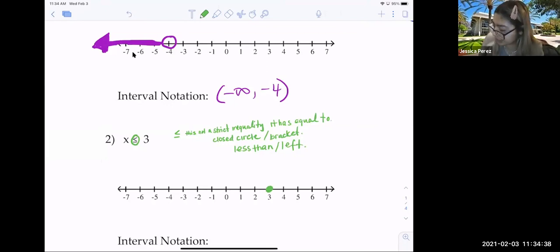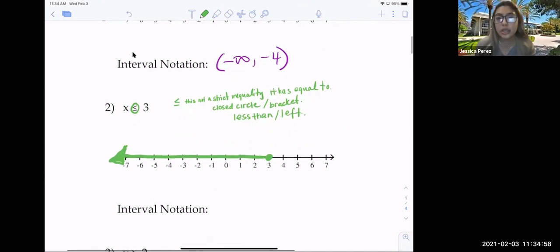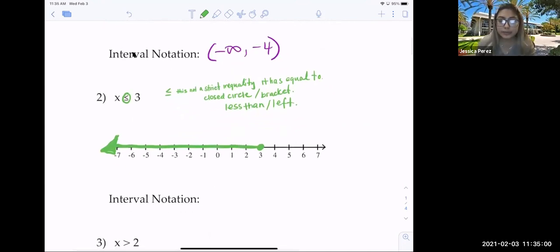So I'm going to take my green and do it all the way over here, including the arrow. Why do I keep saying the arrow? Because it keeps going on to negative infinity. It's going to keep on going, and going, because that is also part of being less than 3. So if we're asking for interval notation, how would we do it?